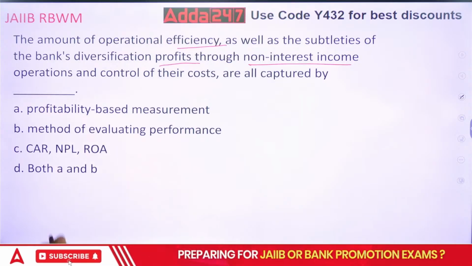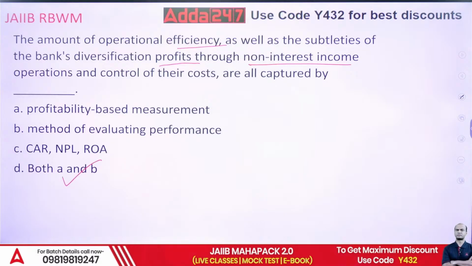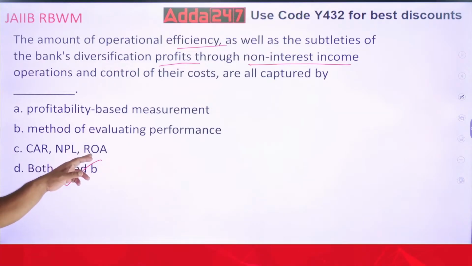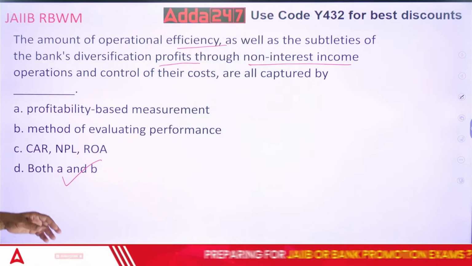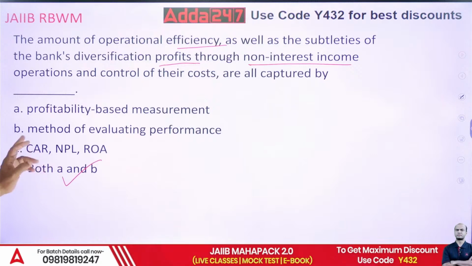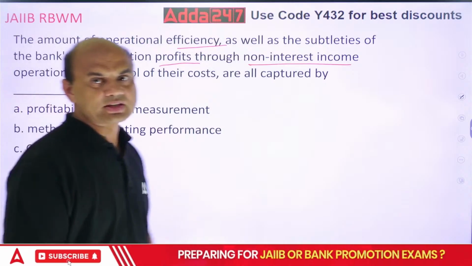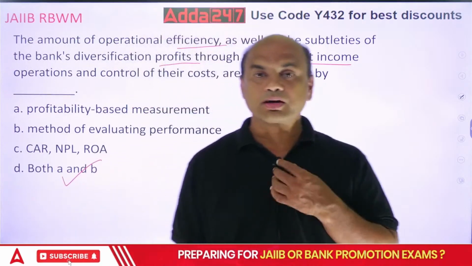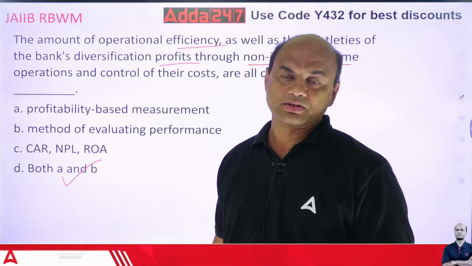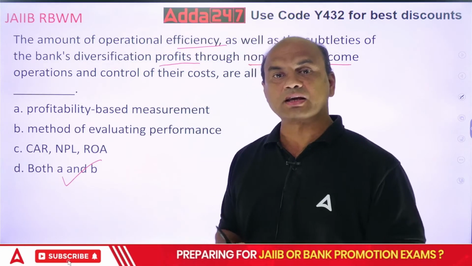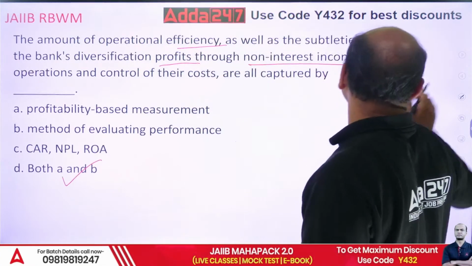So the answer is D, both A and B. Why? Because non-interest income you are talking of. ROA means basically you are talking of assets over here, loans. CR also you are talking of loans. CR means this is the Basel norm, capital adequacy ratio. And to cover for this capital adequacy ratio, we all are selling third party products, so that it is out of this CRAR concept. So the answer is both A and B.